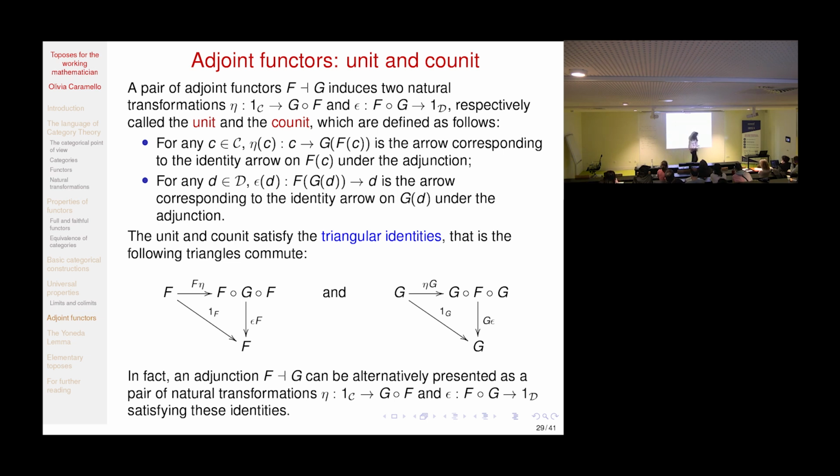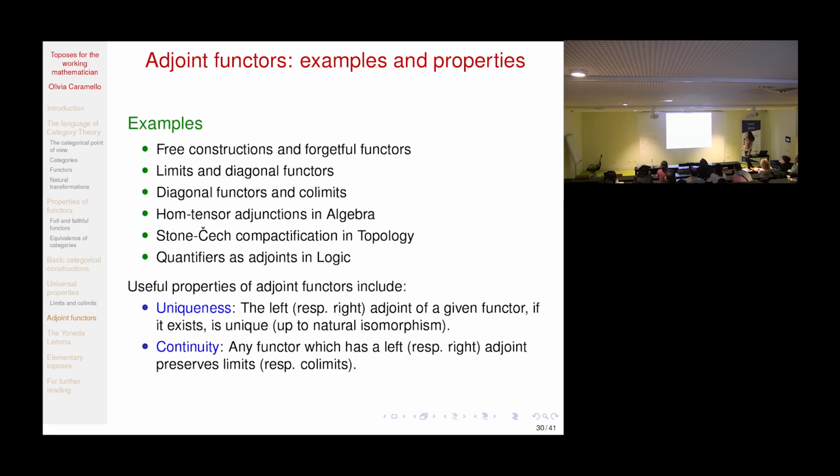whose unit and co-unit will be these transformations. Okay, good. Now let's discuss some examples of adjoint functors to justify, at least very, very partially, Maclane's claim as to the ubiquity of adjunctions in mathematics.